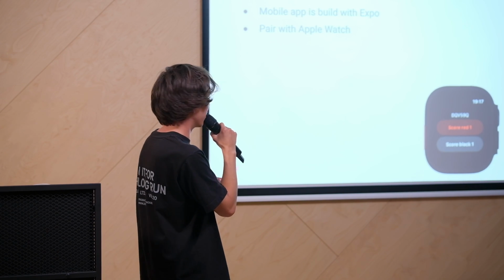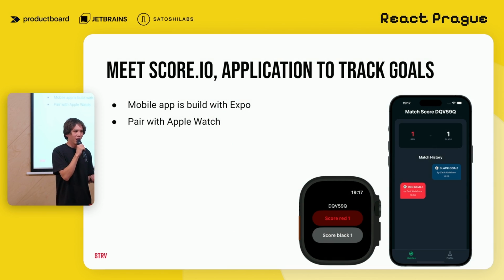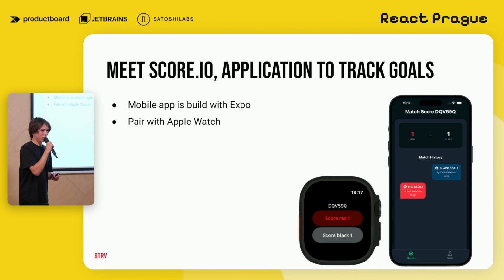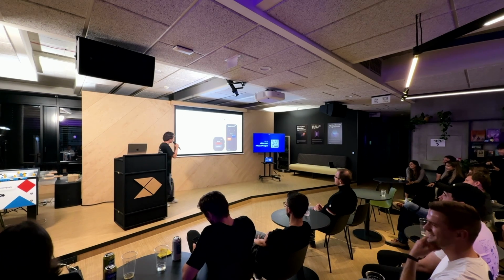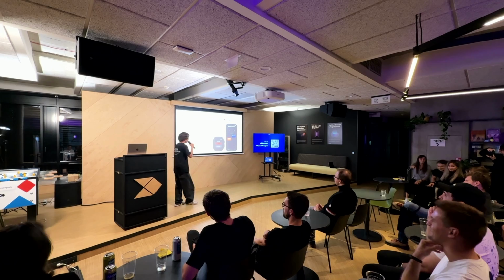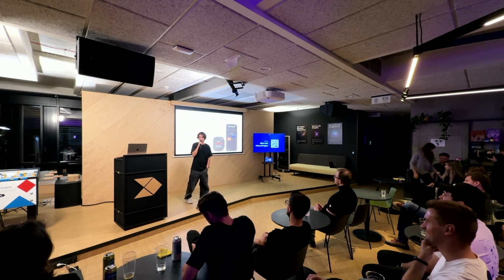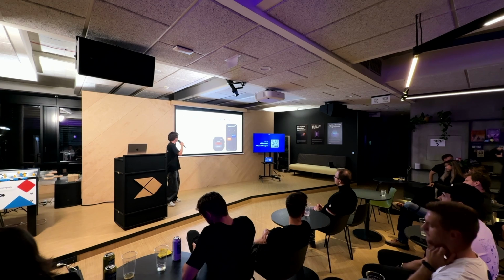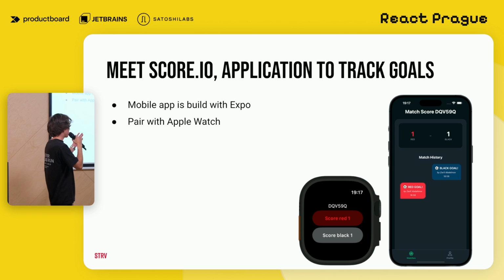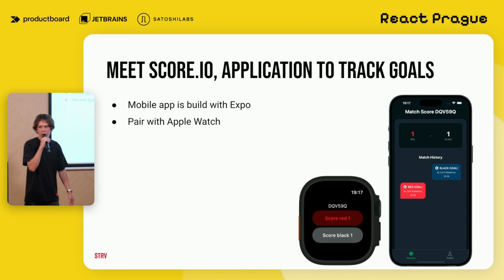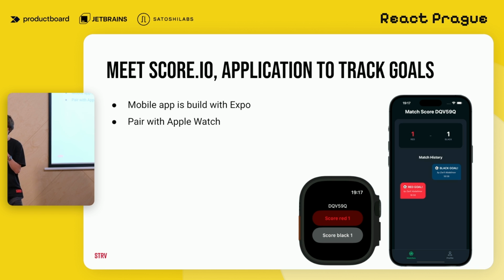And I did it. I developed the application called Scorio. Don't try to find it on the App Store. It's not there yet. Basically, this is an application built on Expo, but it has the Apple Watch paired device. And it was really simple. You just create the account, create the match, and after you open the match detail, you'll see these two buttons on your Apple Watch, and you'll be able to track the goals for each team.